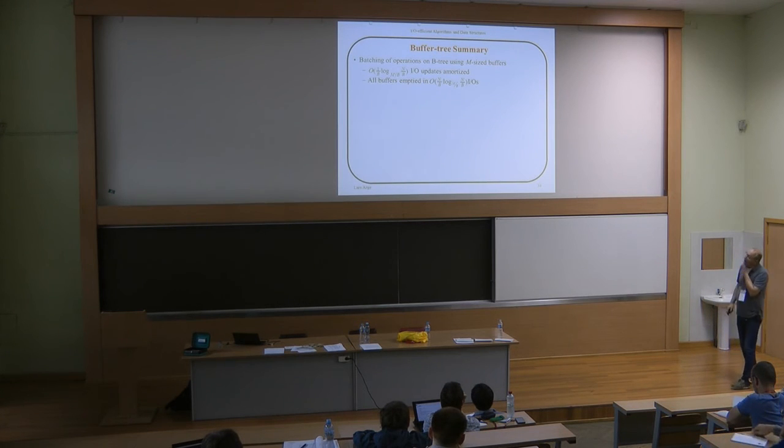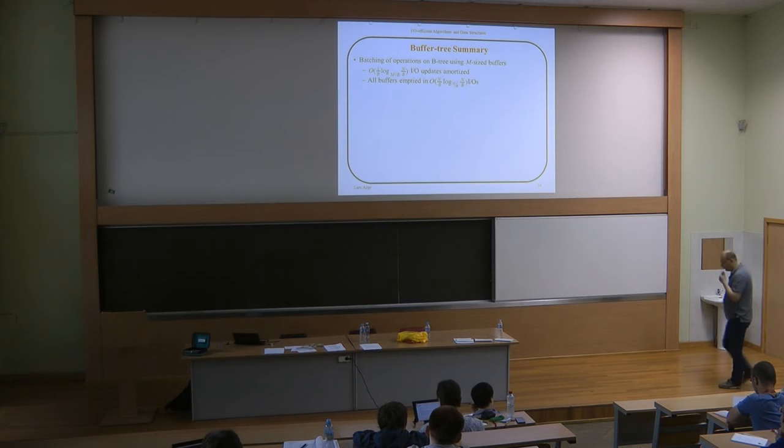So here's the summary. I now have a search tree where I can do inserts and deletes in this number of IOs, which means that when I do n insertions and empty all the buffers afterwards, I get another sorting algorithm. So now you see merge sort, distribution sort, and you can also do buffer tree sort.